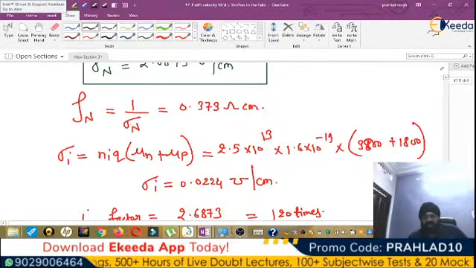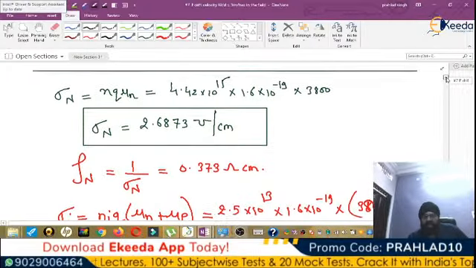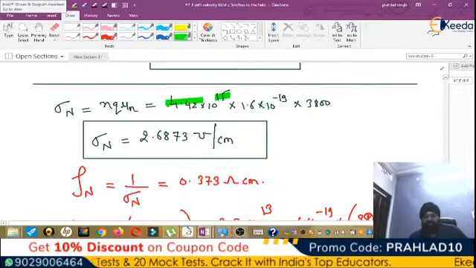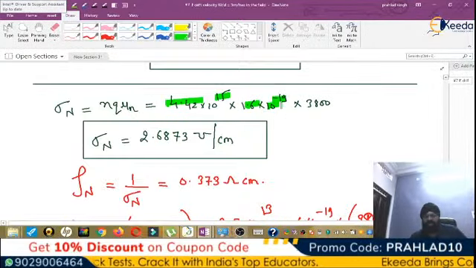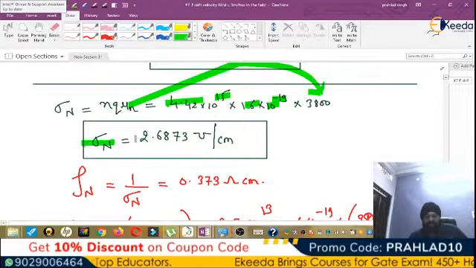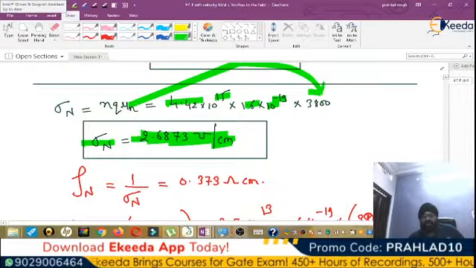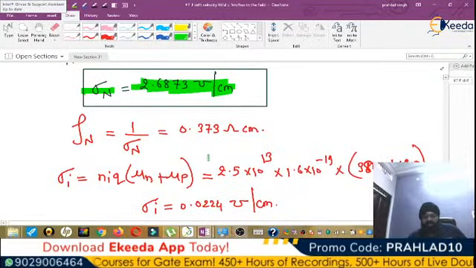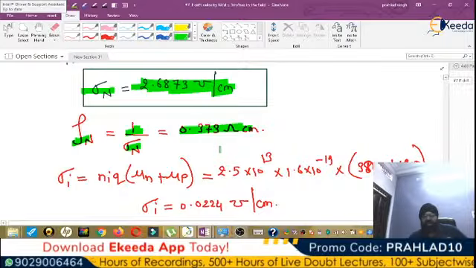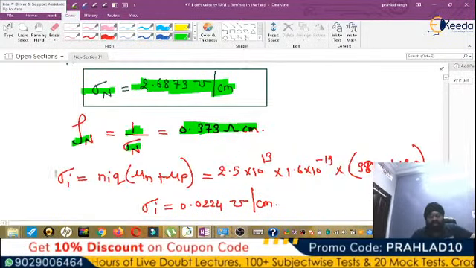So sigma n, which is the conductivity of the n-type semiconductor, is n q mu n, and this is 4.42 into 10 to the power 15 into the charge. The charge is 1.6 into 10 to the power minus 19, and mu n is 3800. It is given. So we will calculate the value of sigma n from here, and this is 2.6873 mho per centimeter. And the value of resistivity is 1 over sigma n. We will just take the reciprocal of it, and this is the answer, 0.373 ohm centimeter.